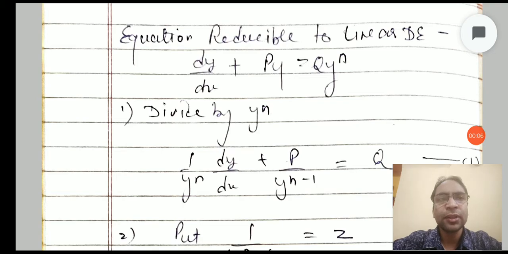In the last lecture we talked about the linear differential equation and its solution. Today we will talk about the equations that are reducible to linear differential equation. So let us see what are such type of equations.